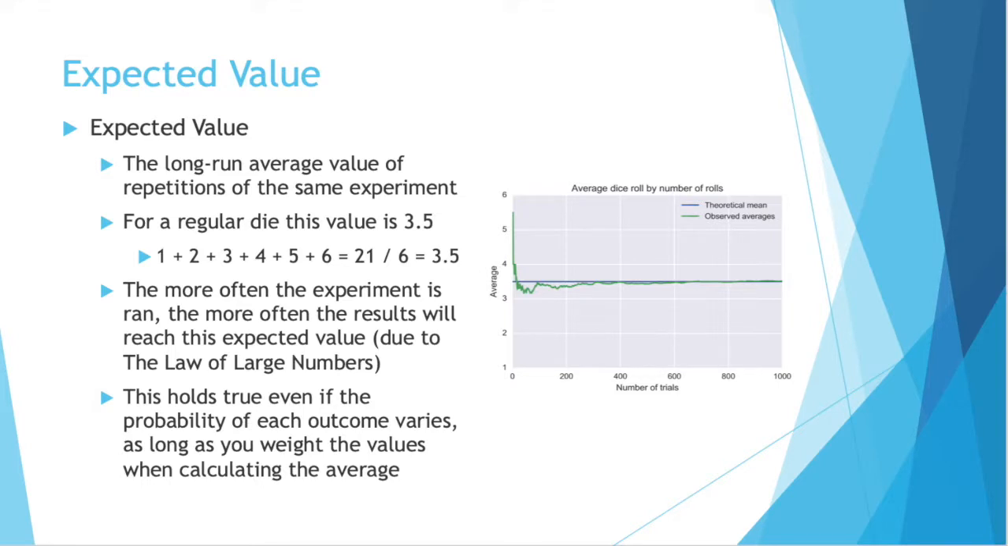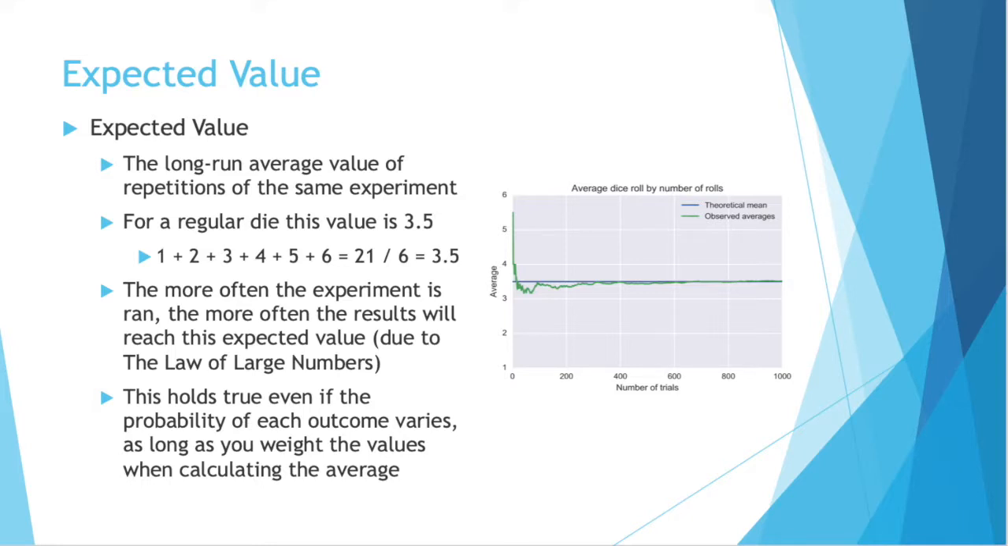Expected value is the long-run average value of repetitions of the same experiment. Take, for instance, rolling a die. A die with 6 sides. You have 1, 2, 3, 4, 5, and 6. Those total 21, but if you divide that by 6, each possible outcome, you get 3.5. The expected value of rolling a die is 3.5.